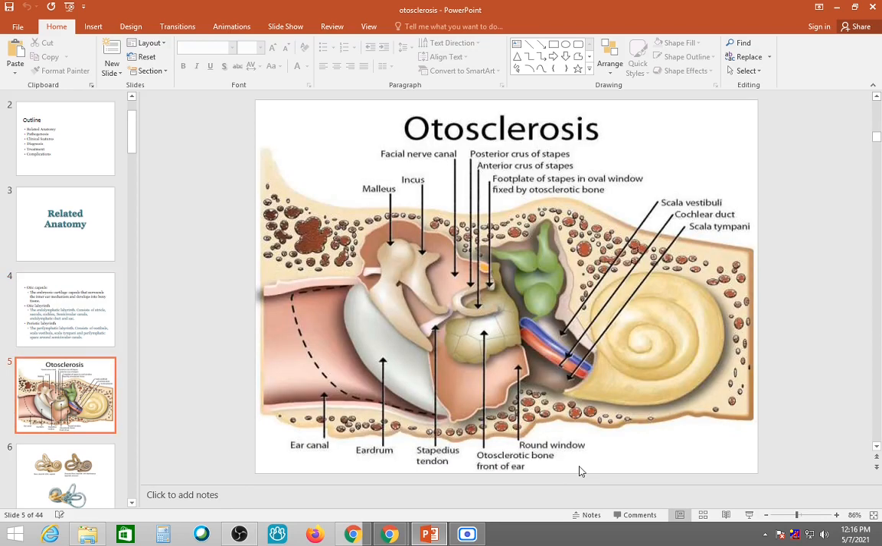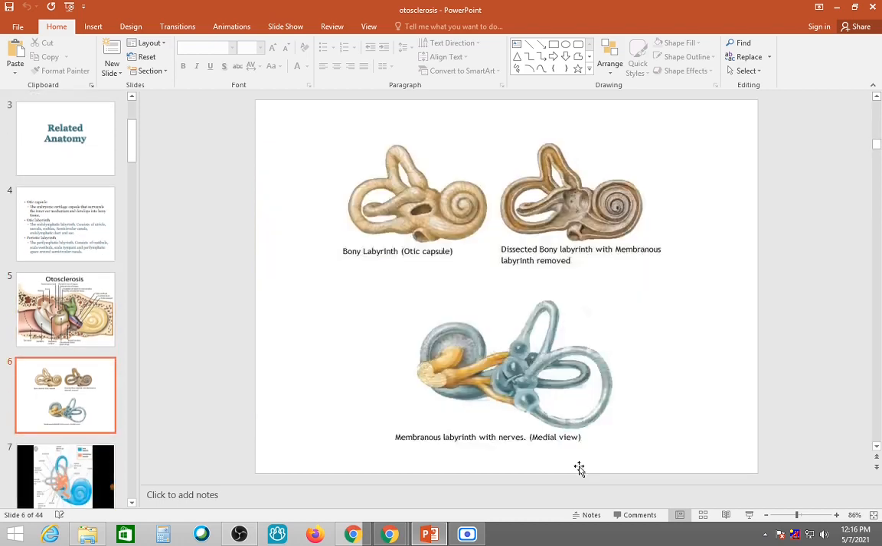Go to the next slide. Already I have shown, when we talk about the otic capsule, it is the bony labyrinth. This is the bone part, that's why it's called bony labyrinth. This is the membranous labyrinth. Understood? These two pictures? Yes. The bony labyrinth and the membranous labyrinth with the nerve are also included in our inner ear.